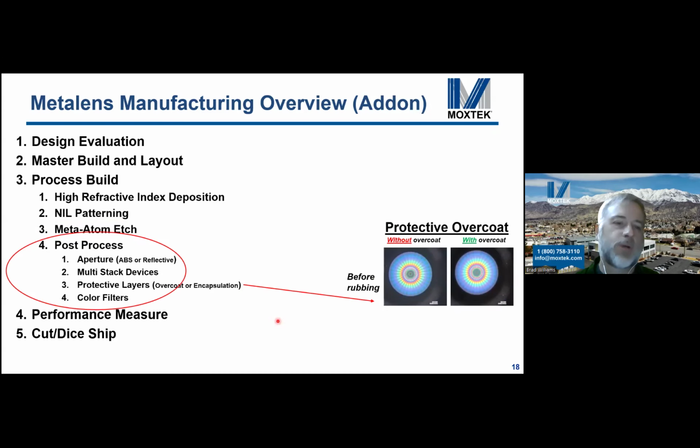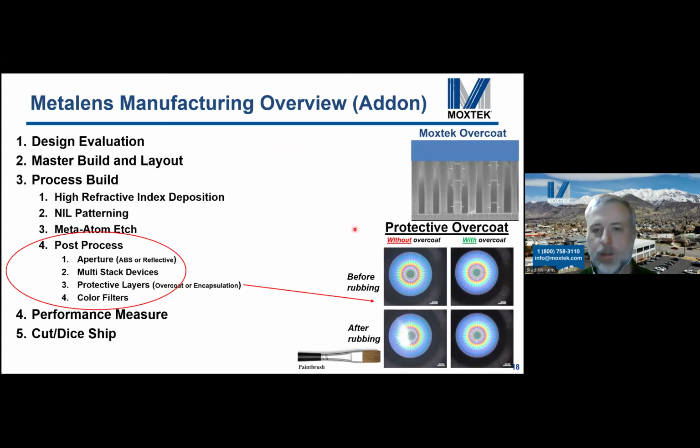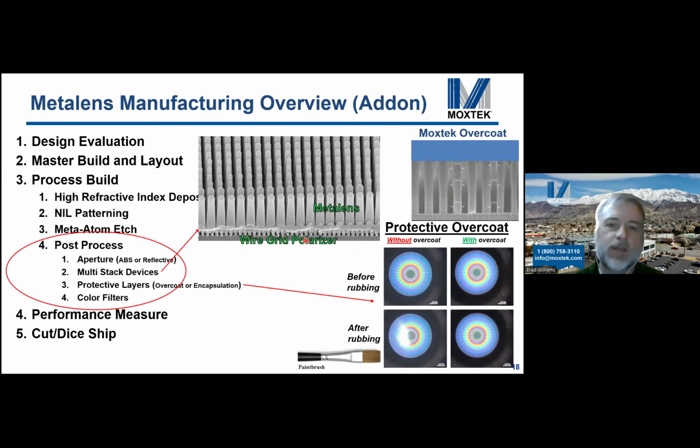And then we have a number of post processes that we can incorporate. Over the years of making optical devices, we've learned quite a few things, and we can add these to our metasurfaces. This is one where we can protect those tiny little structures. With these two graphics, you can see we have an overcoat we put on here. If you rub it with a paintbrush, this one here is completely protected. But if you don't have any overcoat on it, you're going to destroy all those tiny structures just by slightly touching it. And then we can stack devices.